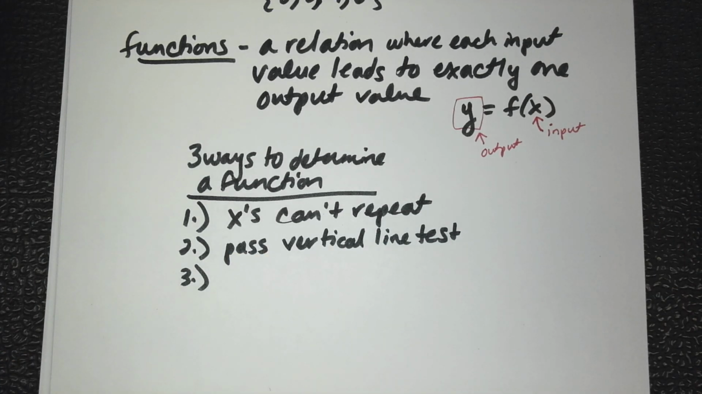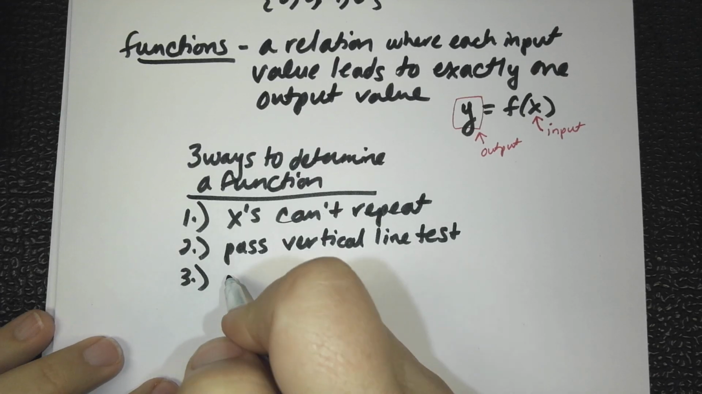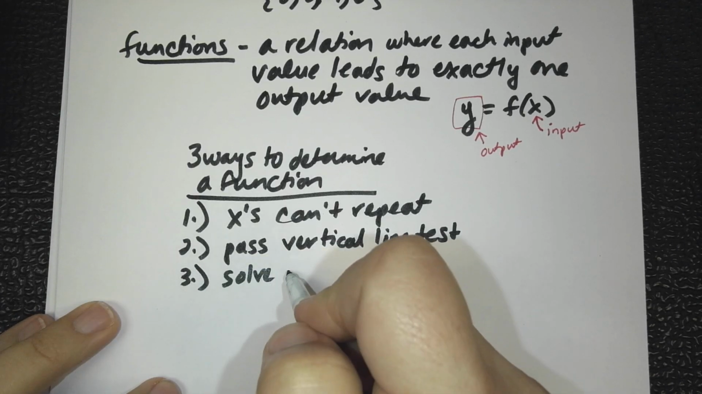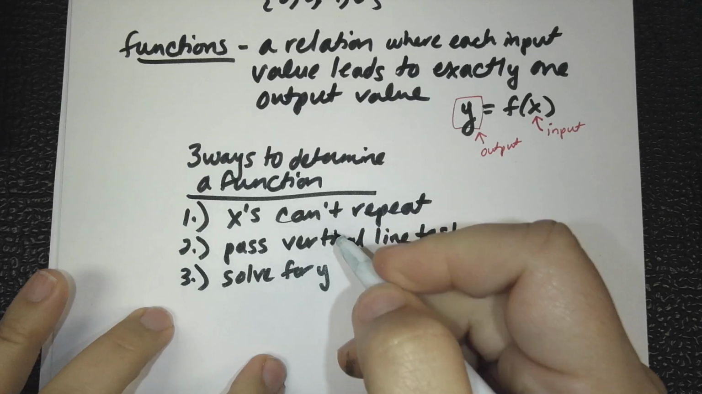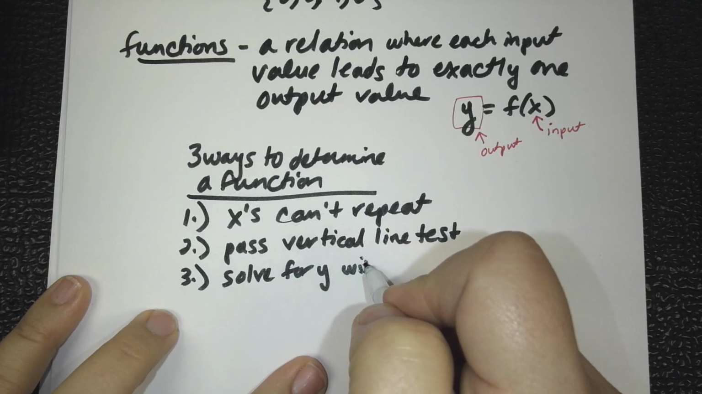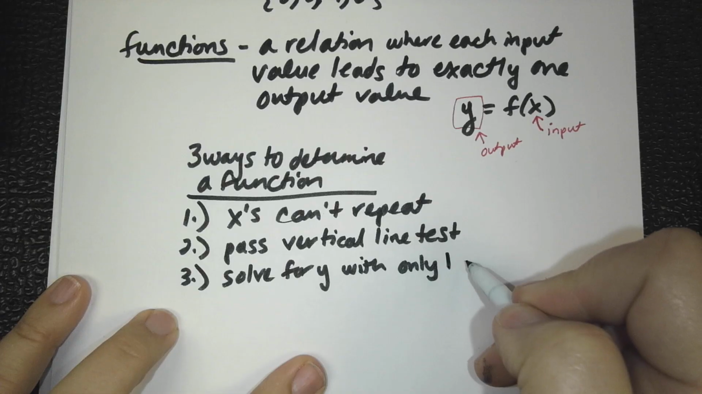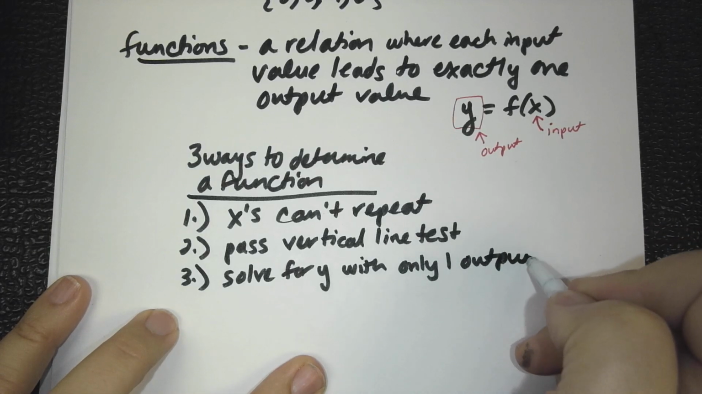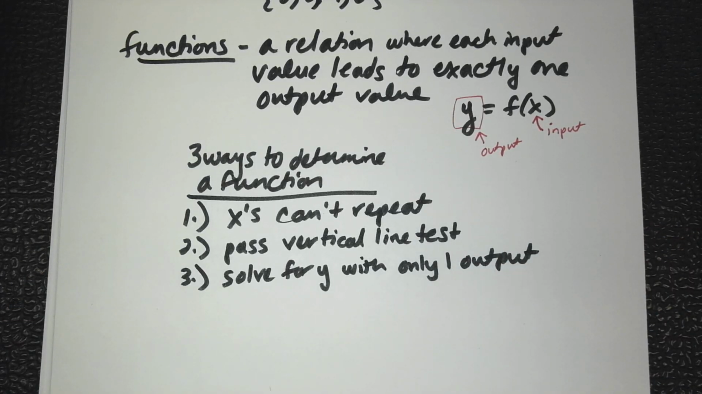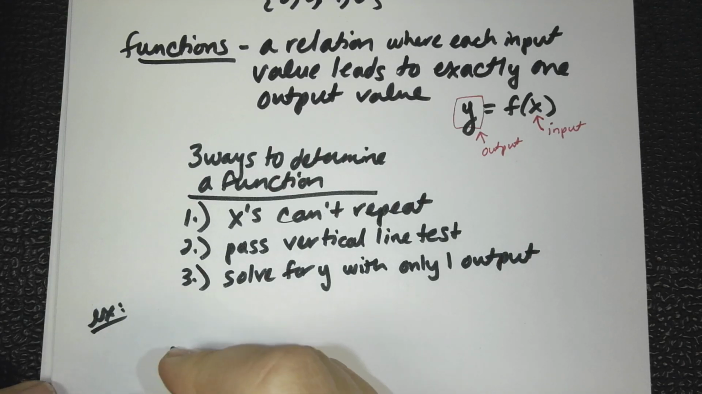Number 3 is probably going to be new for you, okay? And it deals with an equation. If you solve the equation for y, it should be with only one output. I'm going to do an example of that for you so you can understand what I mean by that. But I want to give you 3 examples down here of what they're going to do on homework. Homework sounds like a lot tonight, but it's really not.